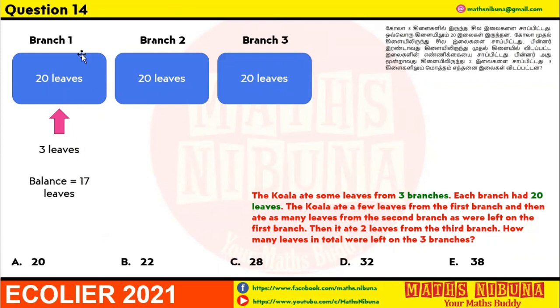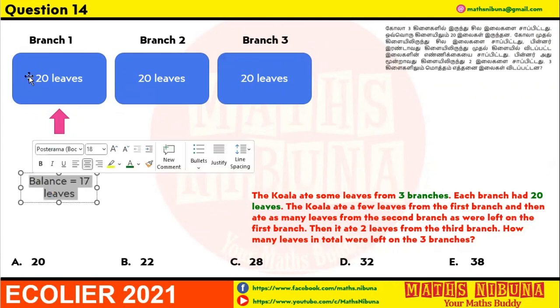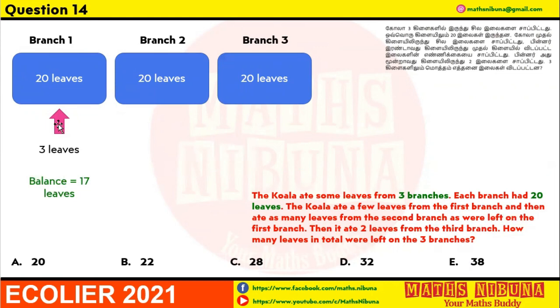Okay, now the koala goes to the second branch. They say from the second branch it ate as many leaves as were left on the first branch. So how many is left here? That means here we have a balance of 17, correct? So the koala will go here and eat 17 leaves. So what is the balance here? Okay, now go to the third one.